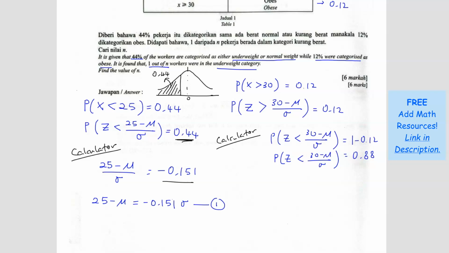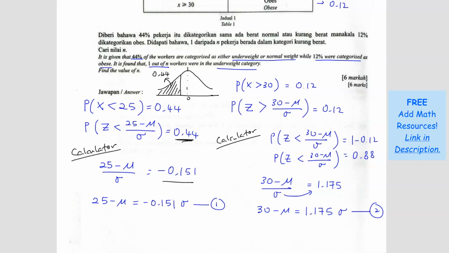So let us try 0.88, the same thing like how I explained. Type 0.88 into the area section. Then the mean and standard deviation should be the same: mean is 0 and the standard deviation is 1. So when you key that in, you will get your answer, 1.175. So 1.175 represents this: 30 minus mean over standard deviation. Okay, so bring this up here, becomes times, so 30 minus mean equals 1.175 standard deviation. So this is the second equation.